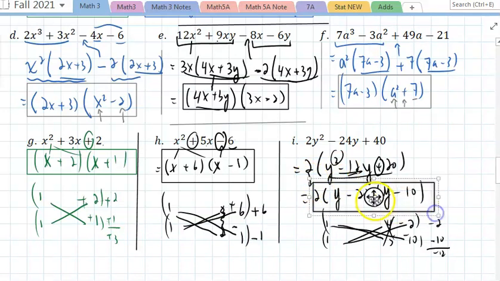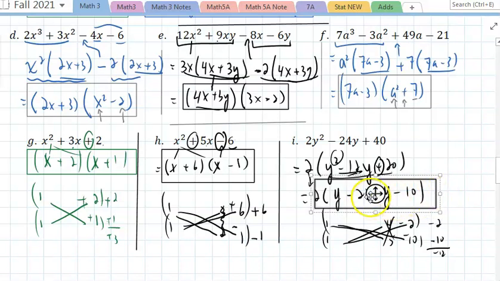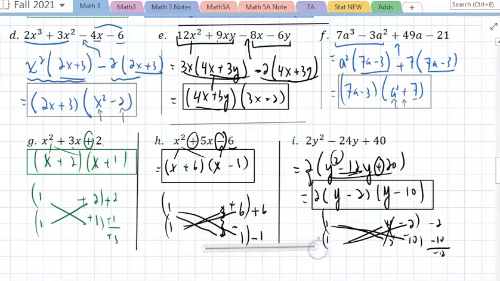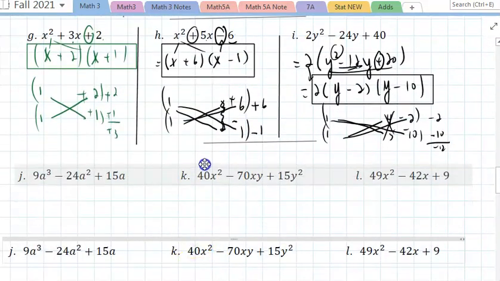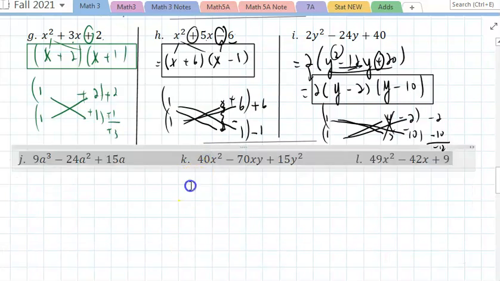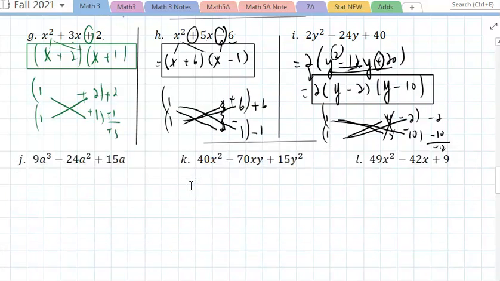So that's how we factor. 2 steps. Step number 1, look for greatest common factor. Step number 2, check whether you have 2 terms, 3 terms, or 4 terms. If it doesn't match any of those, we say prime, meaning we can't factor it. At least not yet. In this class, we're going to learn how to factor anything, but that's in chapter 3.